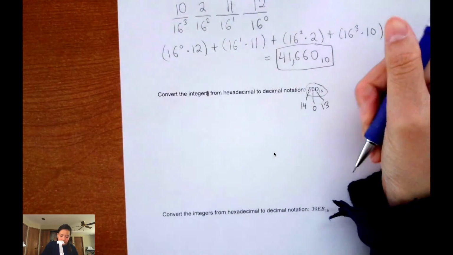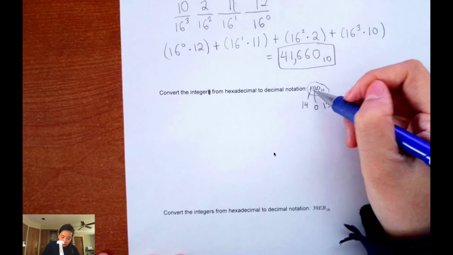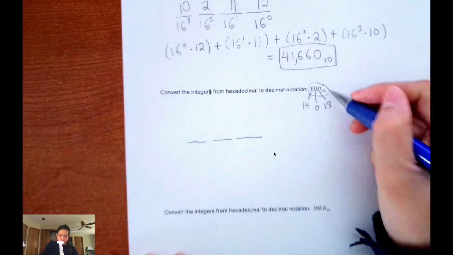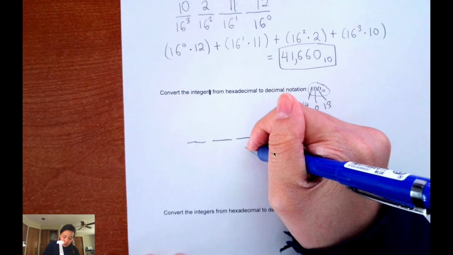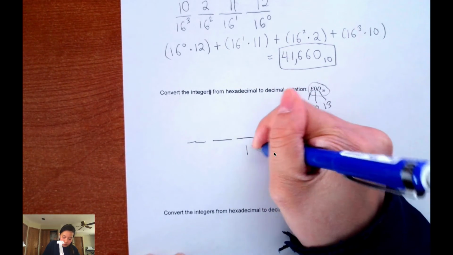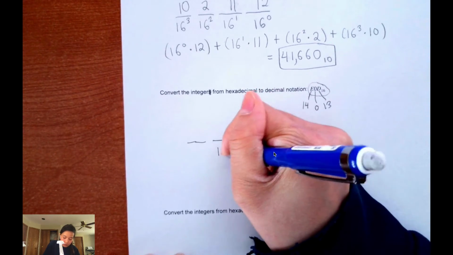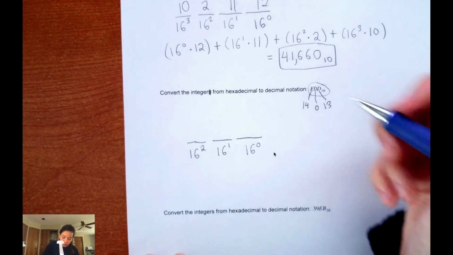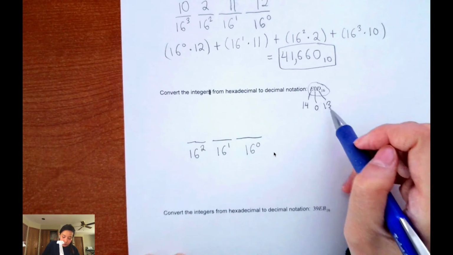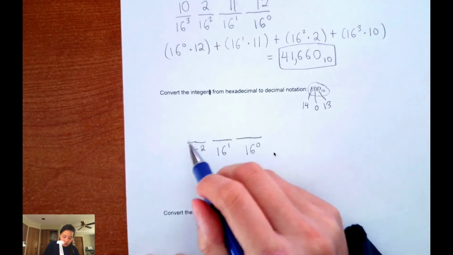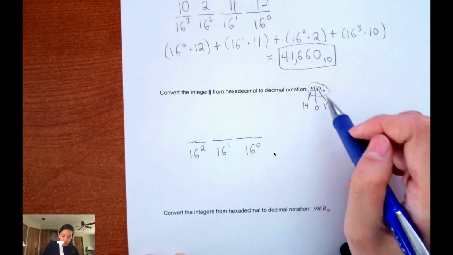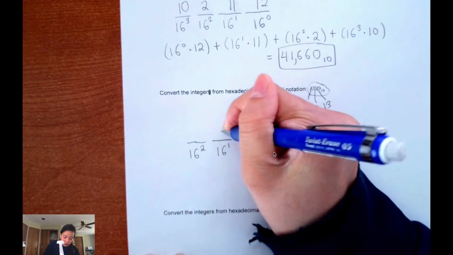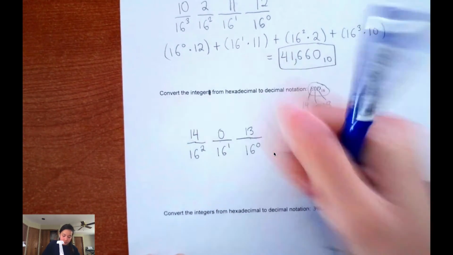And then we look at how many positions there are. There's 3 characters, so there's 3 positions. Since we're dealing with base 16, the position on the very right is 16 to the 0th power, 16 to the 1st power, and 16 to the 2nd power. And now we're going to put 13, 0, and 14 in the positions, not D, 0, and E, but 13, 0, and 14. So 13, 0, 14.